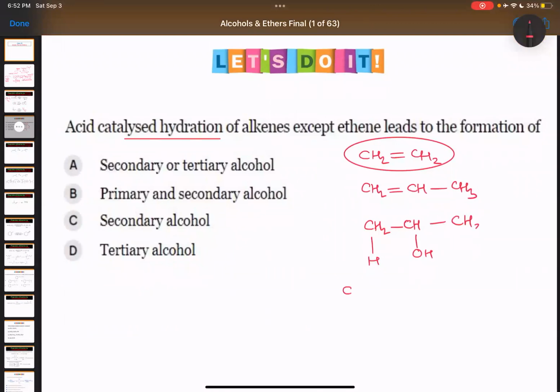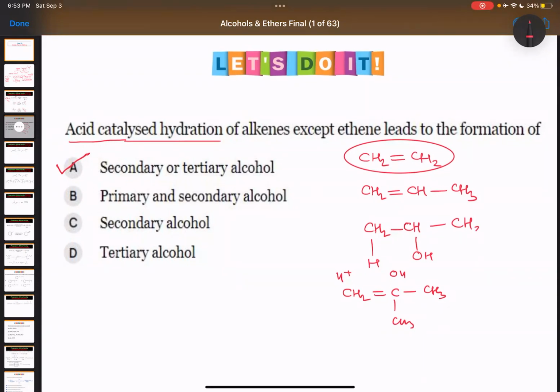And suppose you have a more branched alkene like this one, so you are going to get H here and OH there. So it is going to be tertiary. So secondary or tertiary alcohol we are going to get by acid catalyzed hydration. It doesn't mean that you can't get primary alcohol. You get primary alcohol, but by different methods. Okay, clear? So I hope this is clear to everyone. Memuna, is it clear?